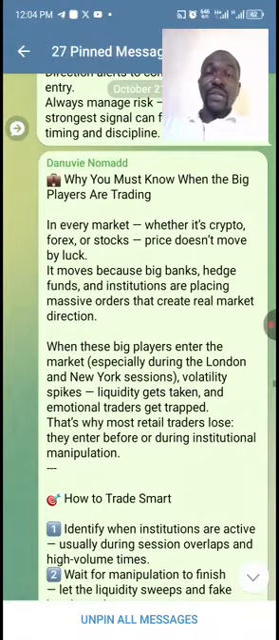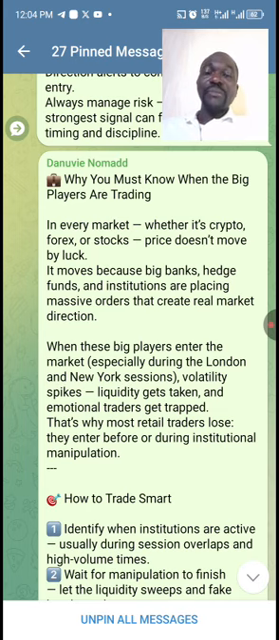Okay, so this is it. It says why you must know when the big players are trading. Now, in every market, whether it's crypto, forex, or stocks, price doesn't move by luck. So you can see that there is always a reason why the price moves. Price doesn't just move by itself. There must be something that has happened that will make price move. That's why he said price doesn't move by luck.